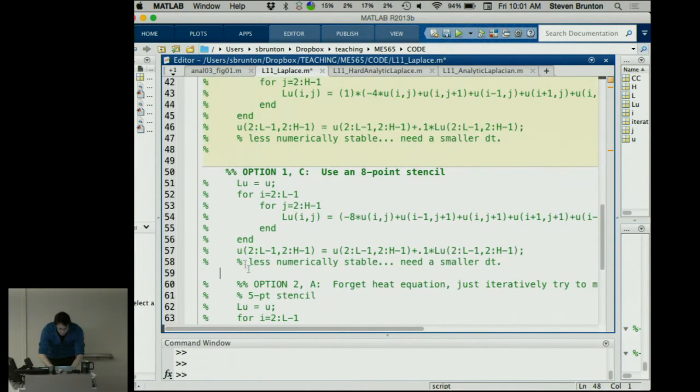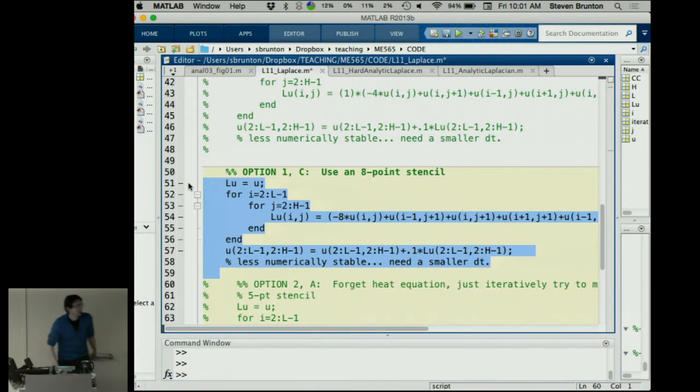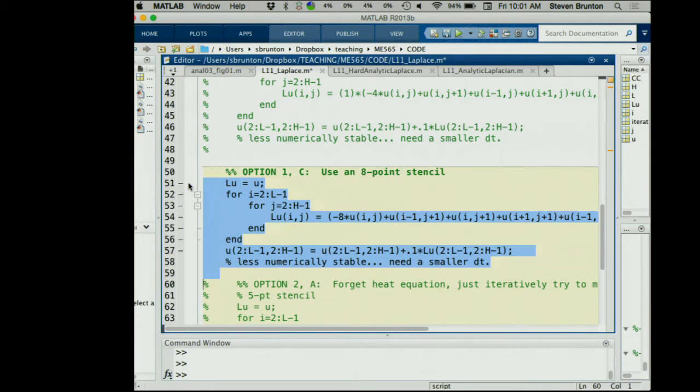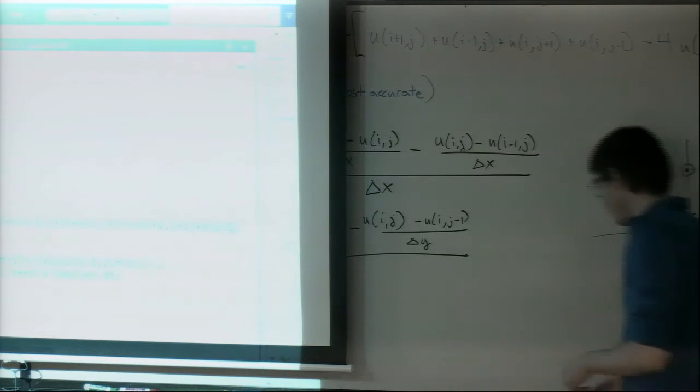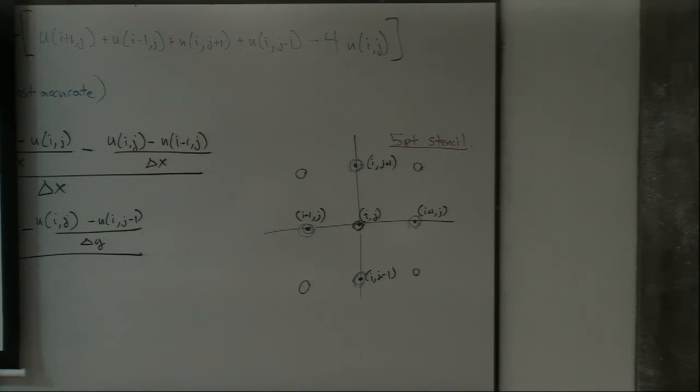Another option is to do something called an 8-point stencil, which instead of looking at just the 4 nearest neighbors, looks at my 8 nearest neighbors. Basically, I say that my middle point, minus 8 times my middle point plus 1 positive value at each of these 8 neighboring points. So this is an 8-point stencil.